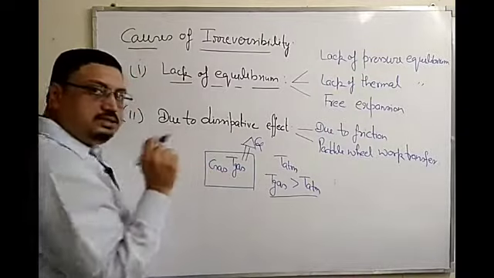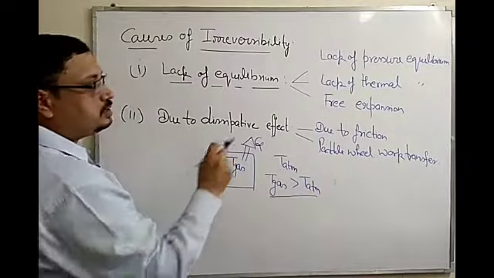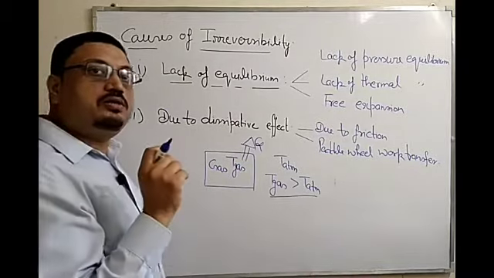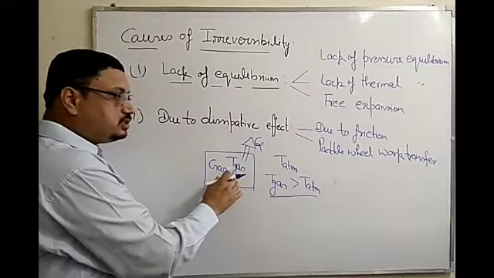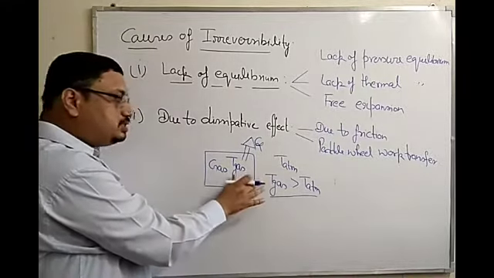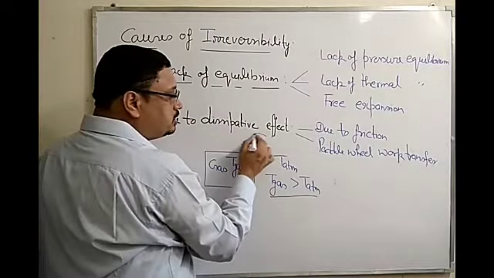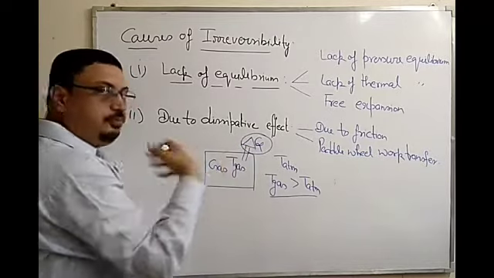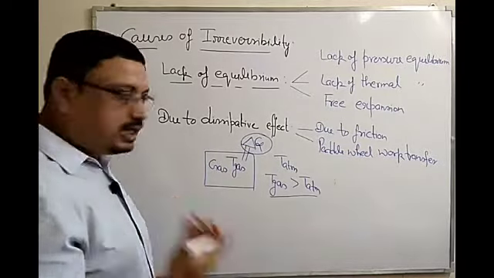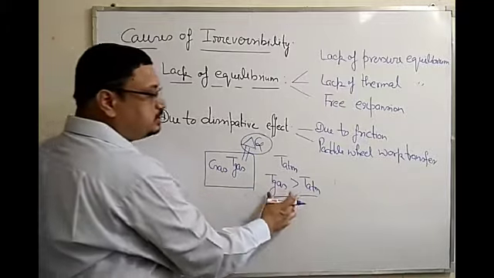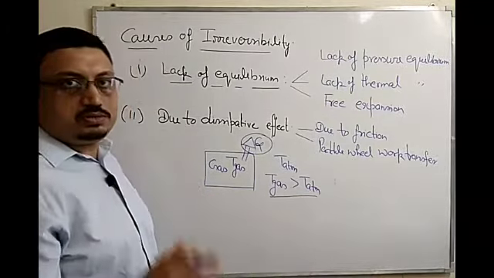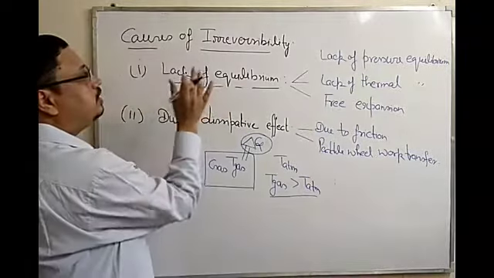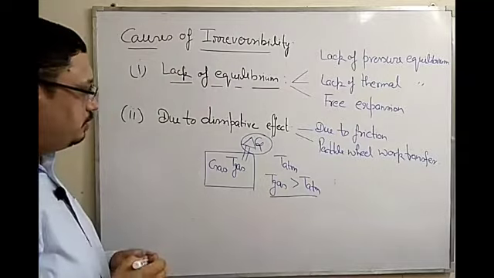So this is the reason of irreversibility, due to lack of thermal equilibrium. Thermal equilibrium is that the temperature difference exists within the system or between the system and surroundings. So there is a temperature difference, and because of that only there is heat transfer. And if we want this heat transfer to have a significant rate, then this temperature difference should be a finite temperature difference, right? So this is the meaning of lack of thermal equilibrium, and this is the meaning of irreversibility due to lack of thermal equilibrium.